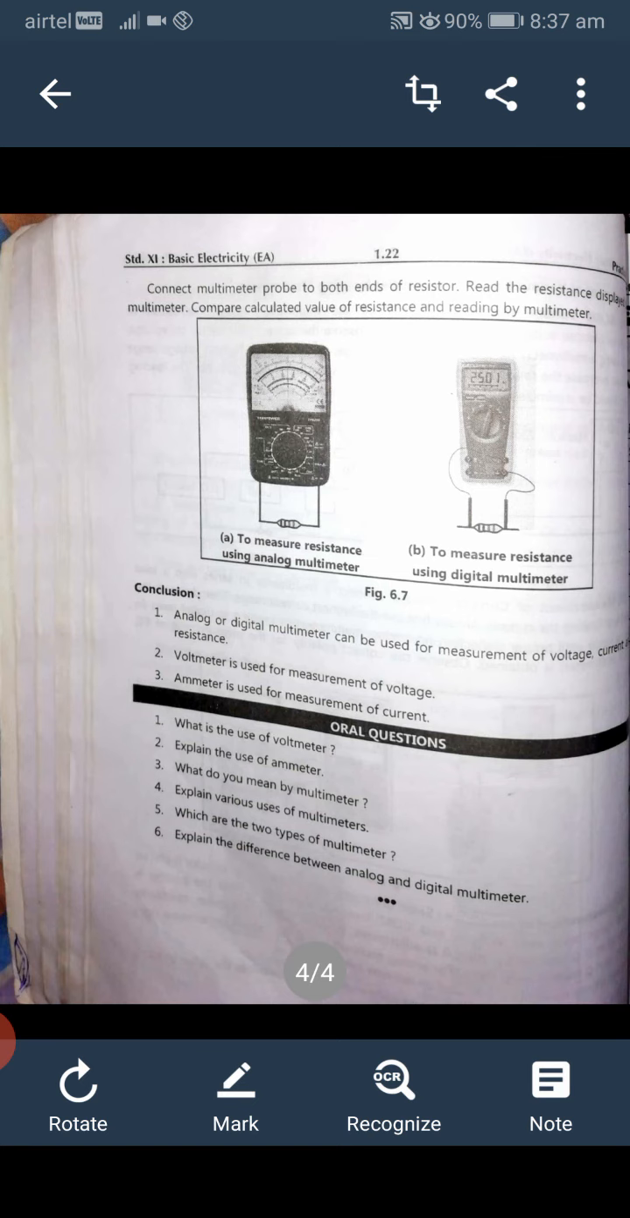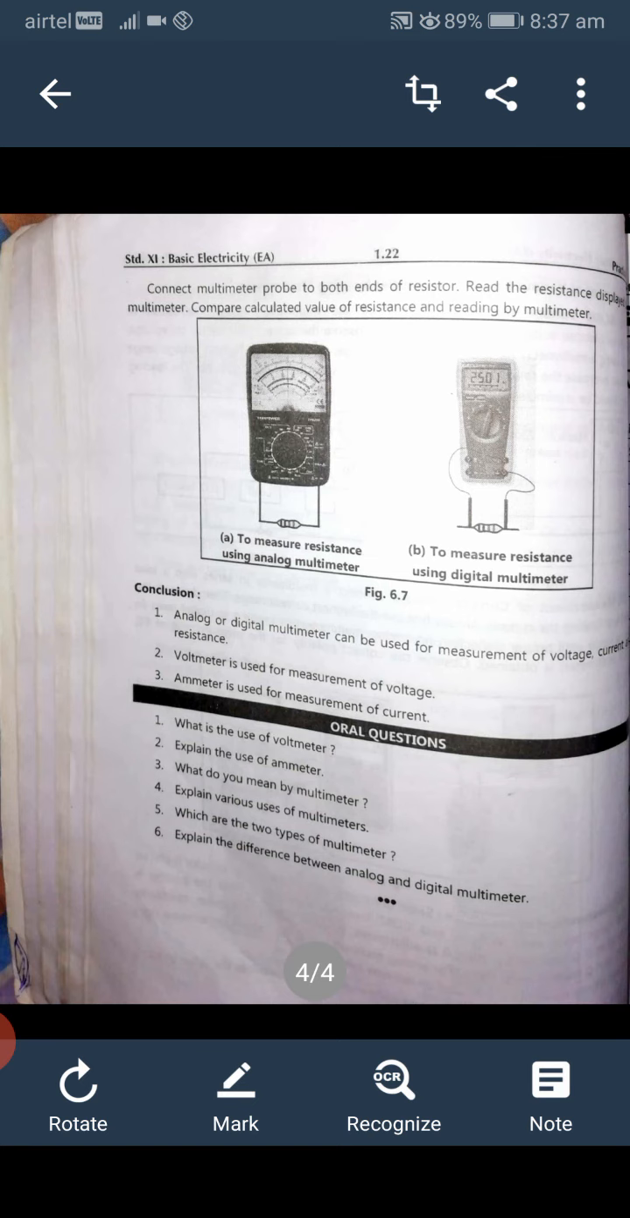Conclusion of this experiment. An analog or digital multimeter can be used for measurement of voltage, current and resistance. A voltmeter is used for measurement of voltage. An ammeter is used for measurement of current.